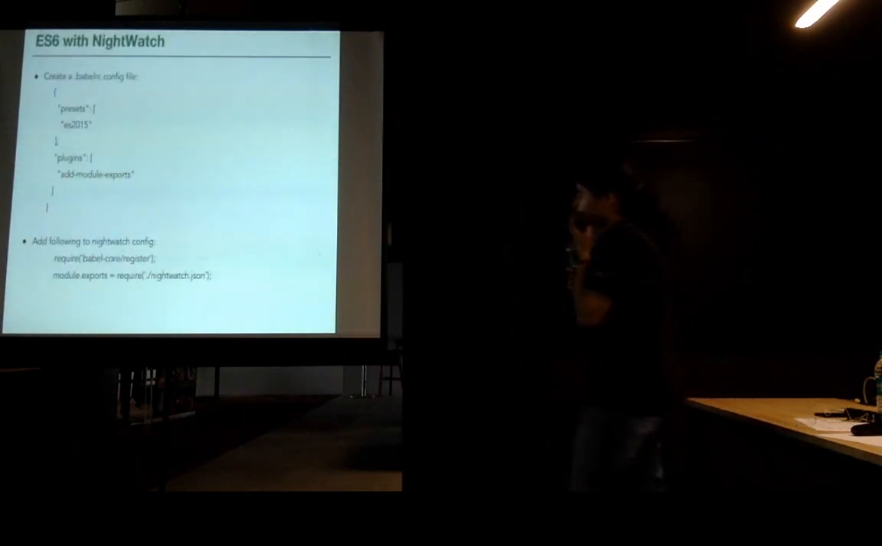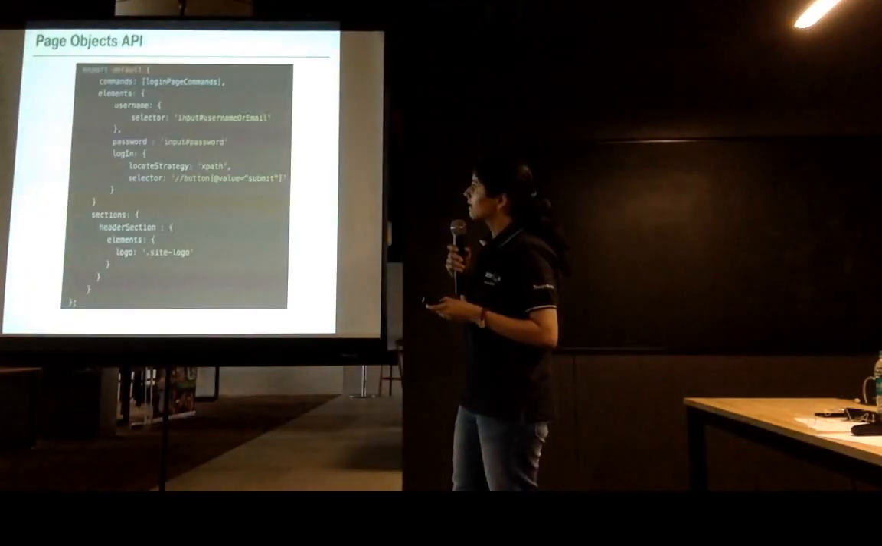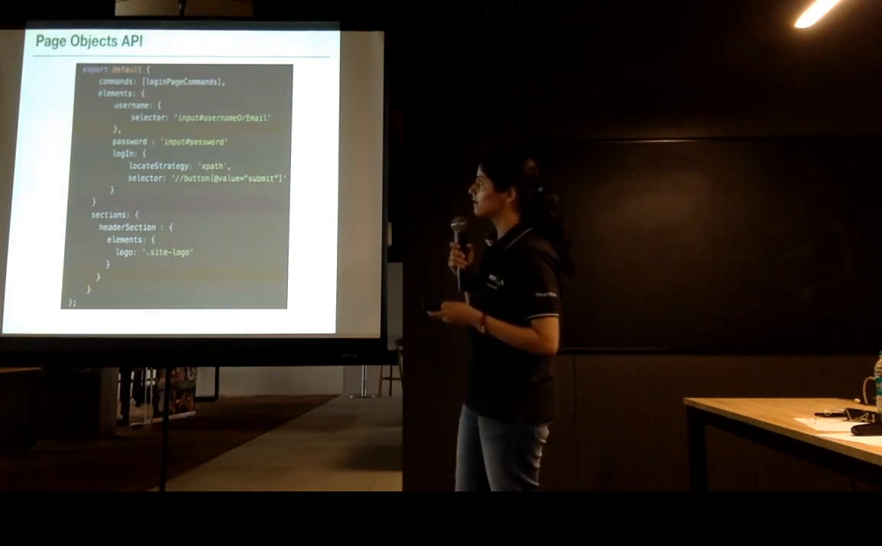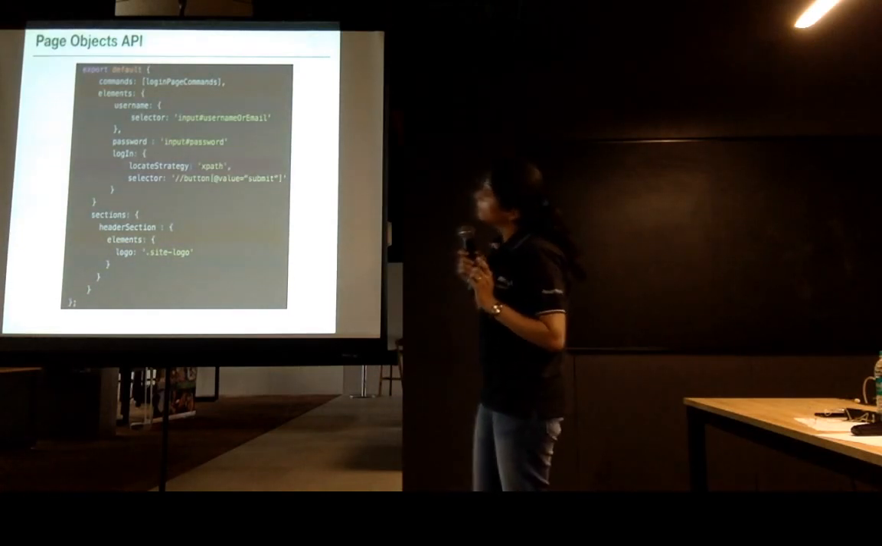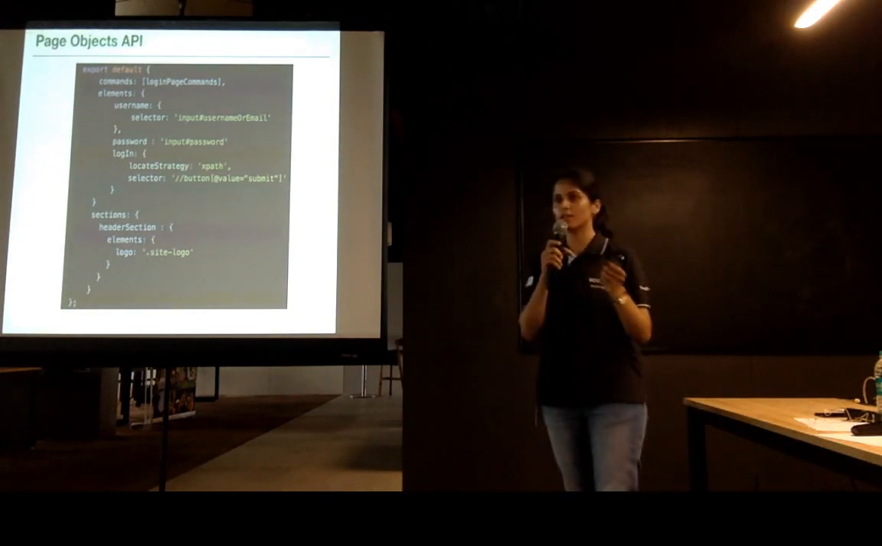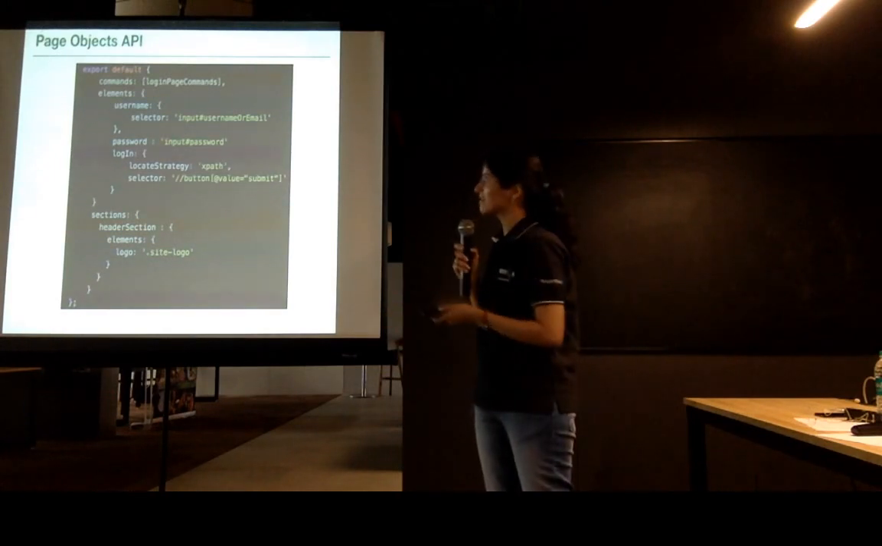ES6 with Nightwatch. If you have seen the previous examples, we have used export default. If any of you have worked with or seen Nightwatch earlier, there would be a way of writing like module.exports equal to something, using an object. So this is the ES6 way of writing.